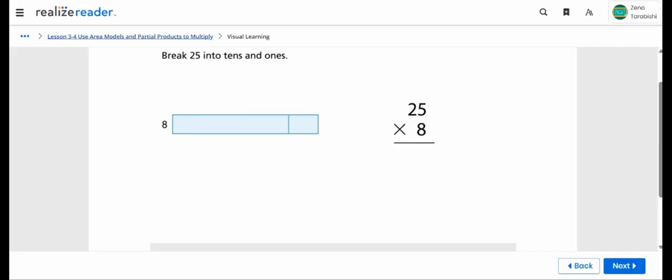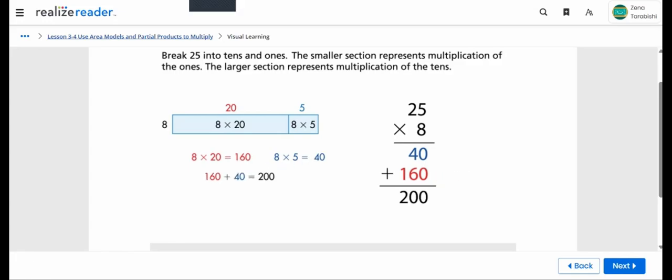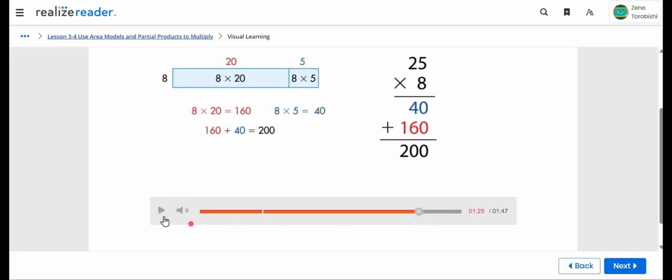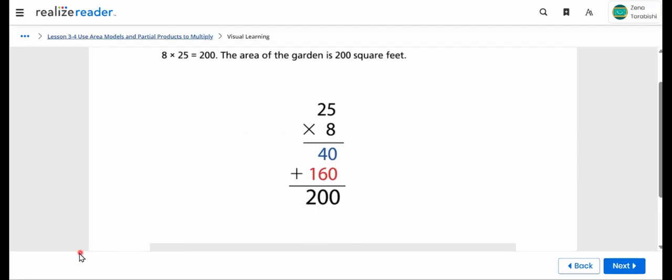Break 25 into tens and ones. The smaller section represents multiplication of the ones. The larger section represents multiplication of the tens. 8 times 5 equals 40. 8 times 20 equals 160. 160 plus 40 equals 200. 8 times 25 equals 200.